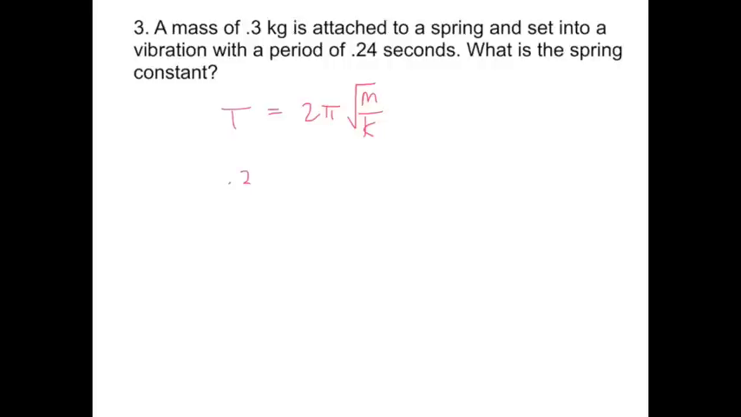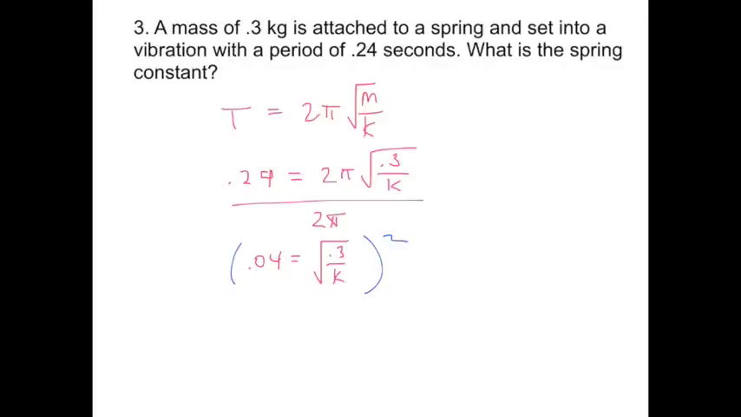Now we can plug in all the variables they've given us. The period is equal to 0.24 seconds. Then we have 2 pi root 0.3 over k, and k is what we're solving for. So I'll divide both sides by 2 pi, and I find that 0.04 is equal to the square root of 0.3 over k. Then I'll square both sides to get rid of the square root sign, and I'm left with 0.001 equals 0.3 over k.